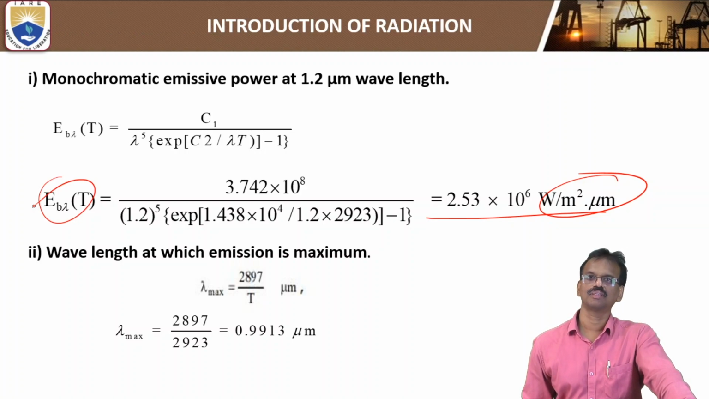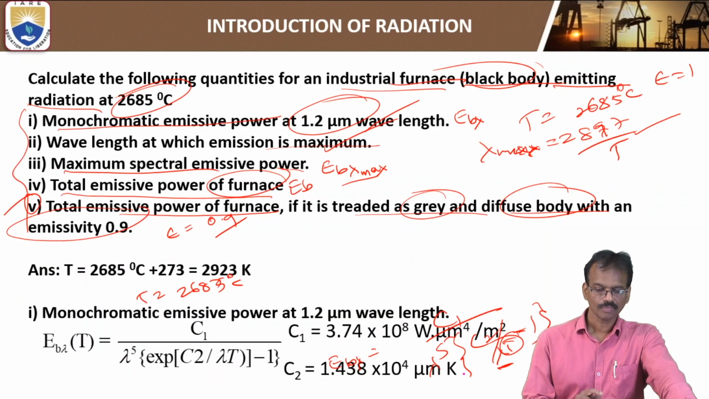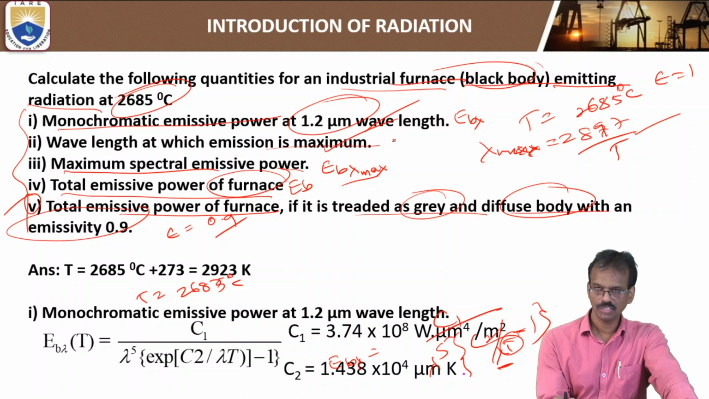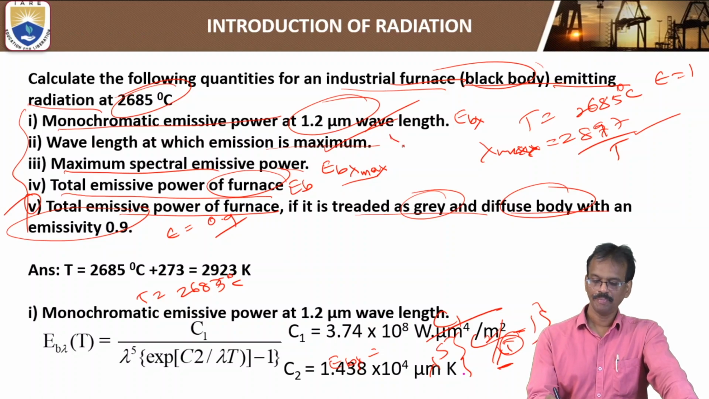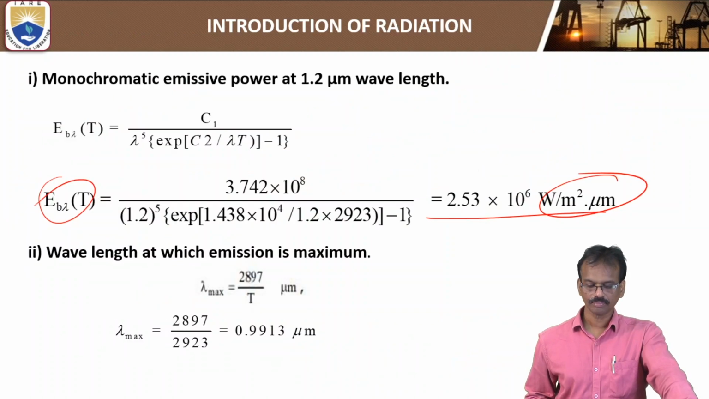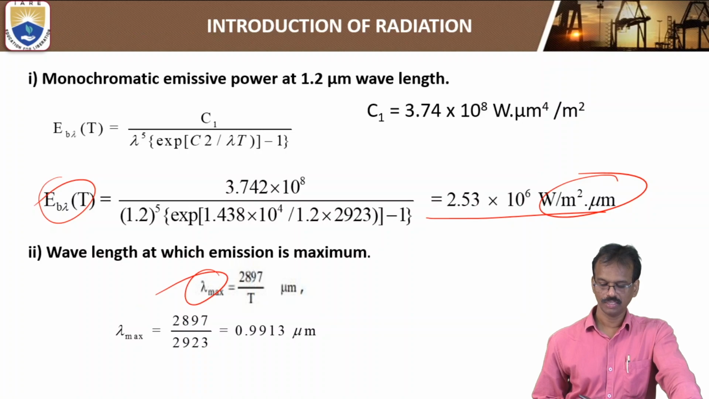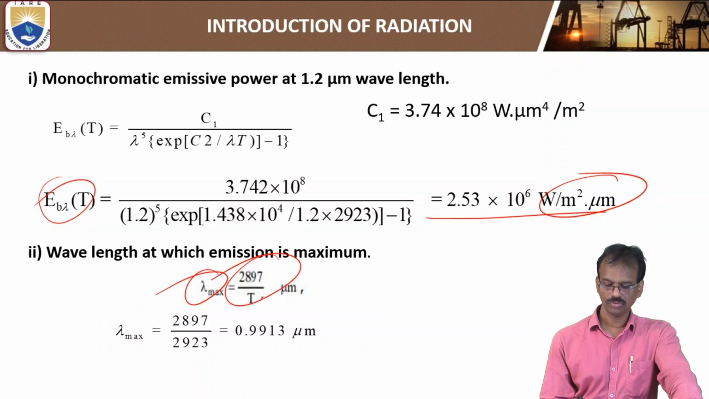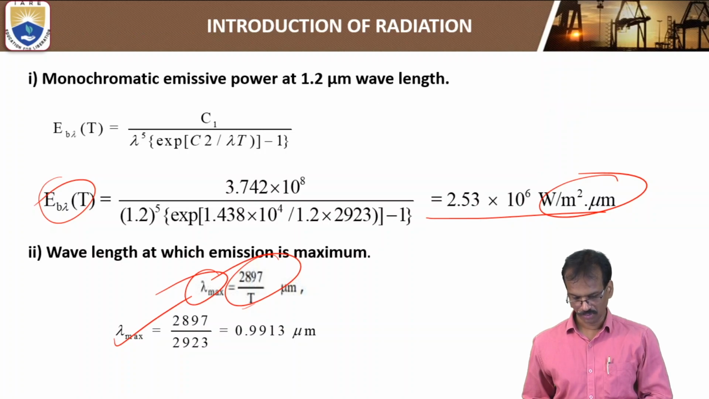So the first point has been completed. Now the second point. What is the second point? The wavelength at which emission is maximum, which means the maximum wavelength. We have to find that. You know the formula: lambda max is equal to 2897 by T. If you substitute the value of T here, you will get lambda max with the help of Wien's law.